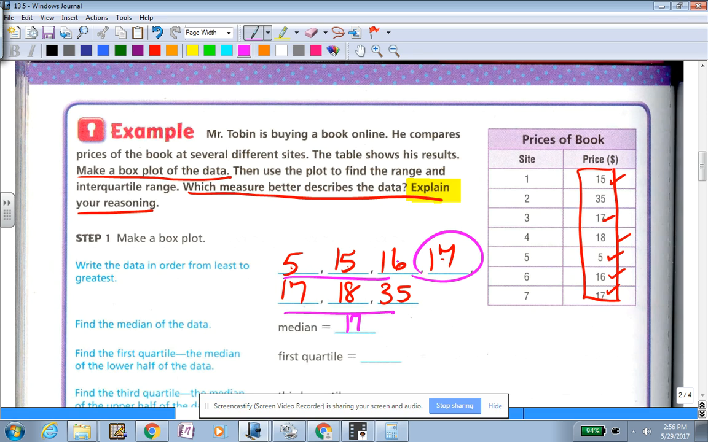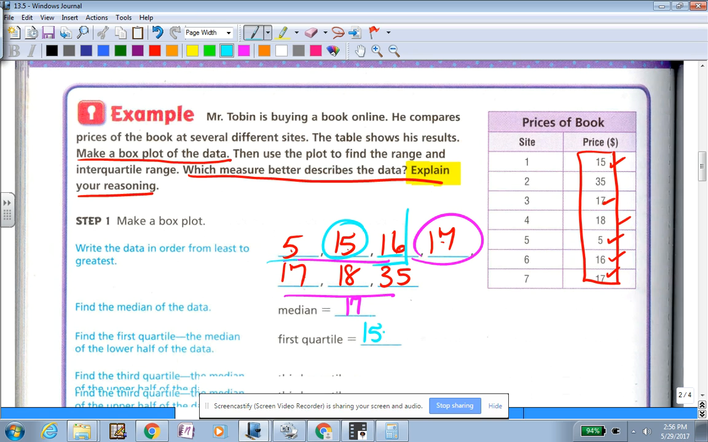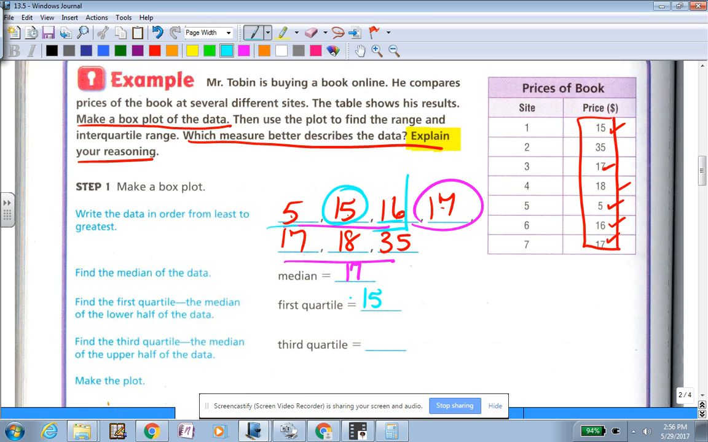Now, our first quartile is going to be the middle of everything to the left of 17. And here we go, 15 is our Q1. And then our Q3, we can think about it as the middle of the upper half. That's exactly what it is. And let's just put a dollar sign since we're working with money.